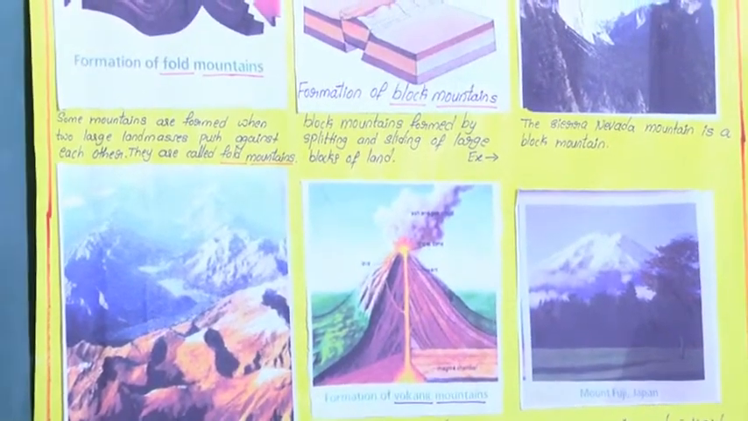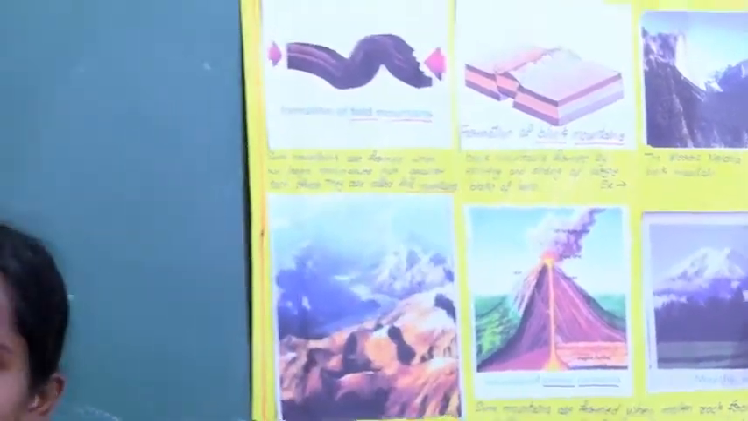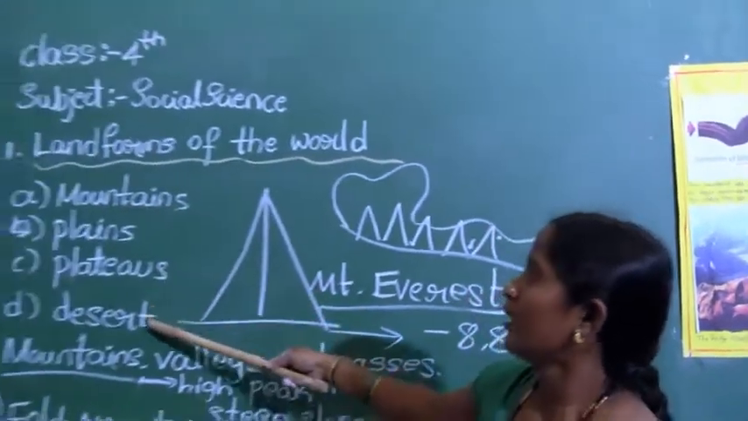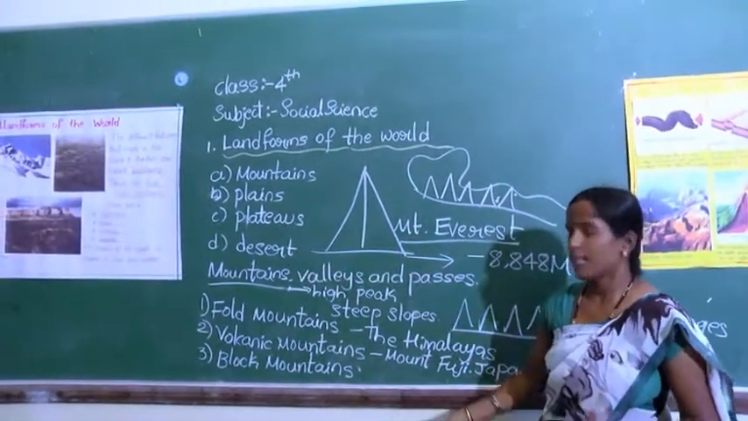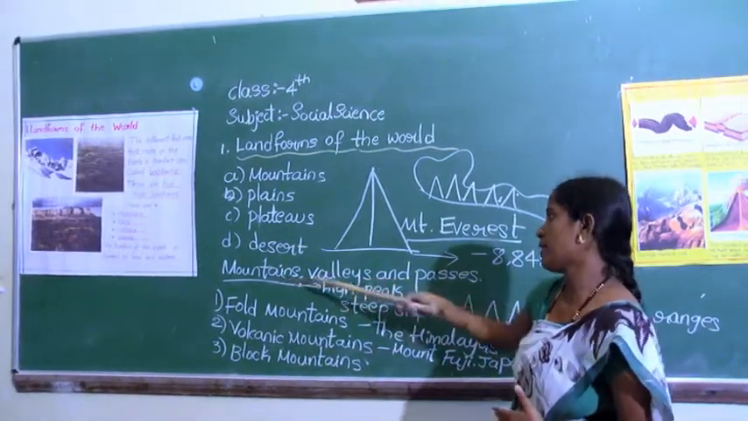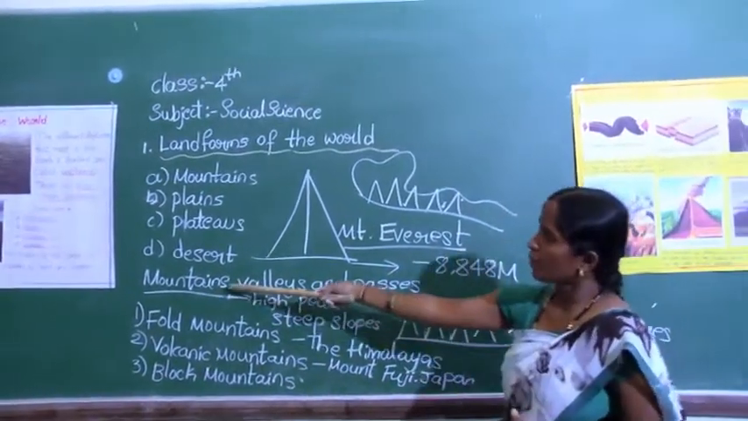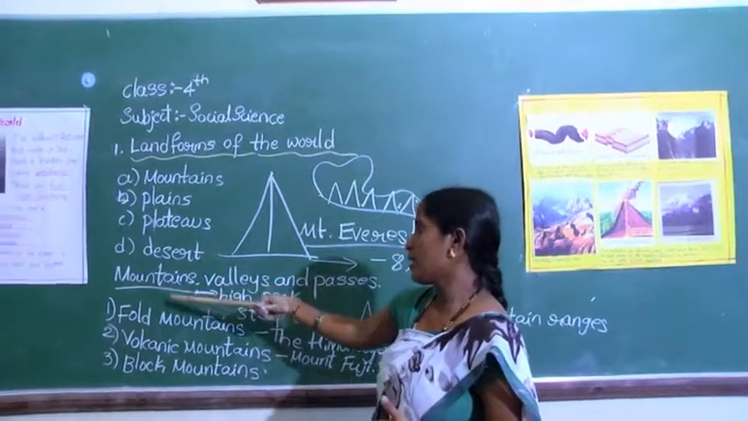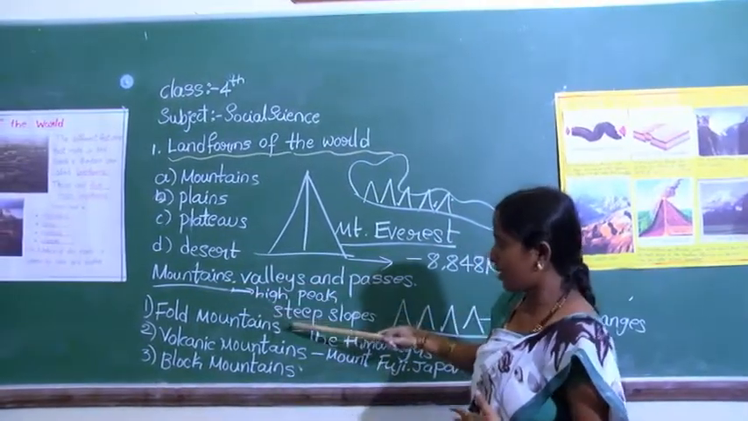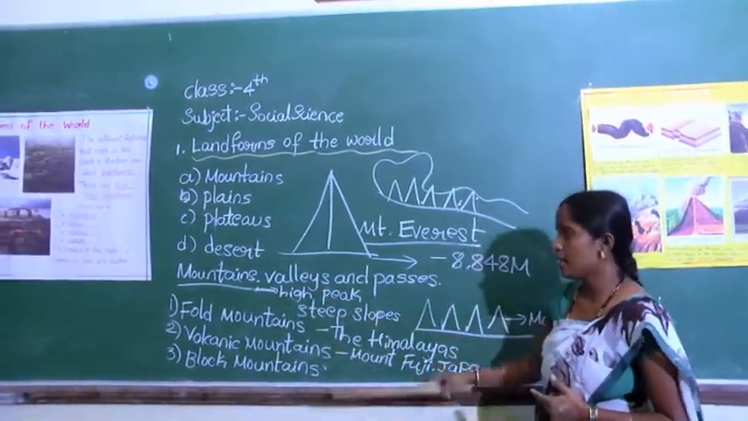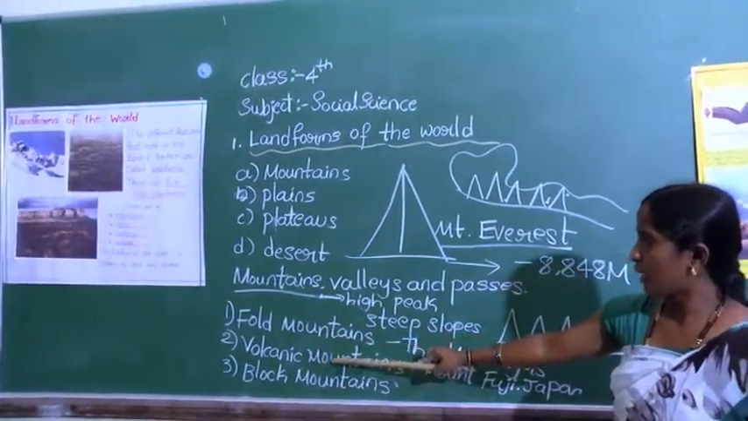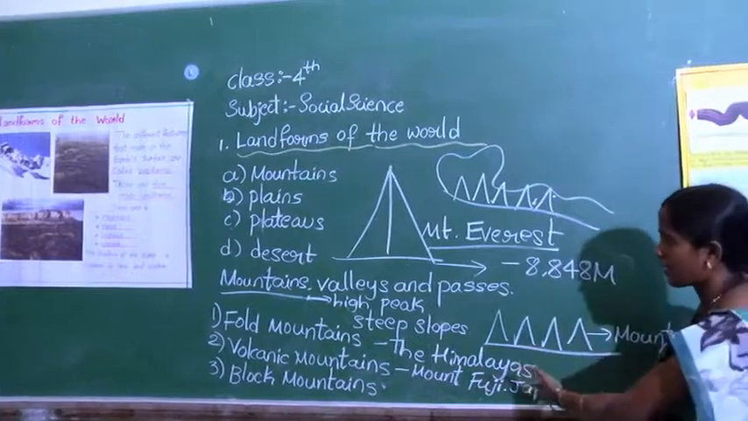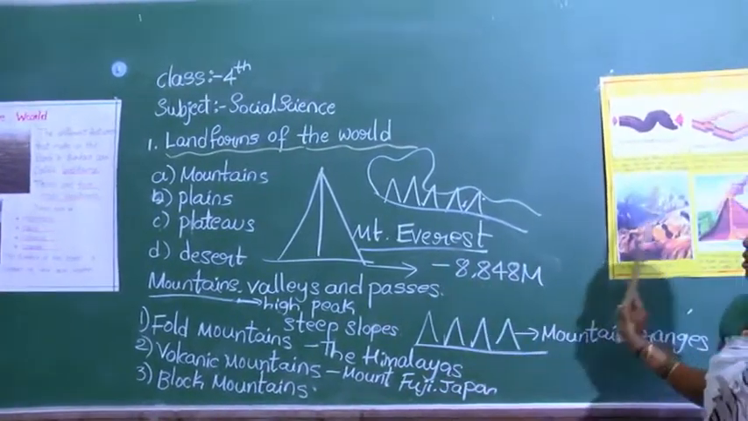Today we come to know about the landform definition and four types of landforms: mountains, plains, plateaus, and deserts. Next, we come to know the topic about mountains, valleys, and passes. In mountains, we learned about the difference between mountains and hills, and the three types of mountains: fold mountains, volcanic mountains, and block mountains. And their examples we learned from these charts.